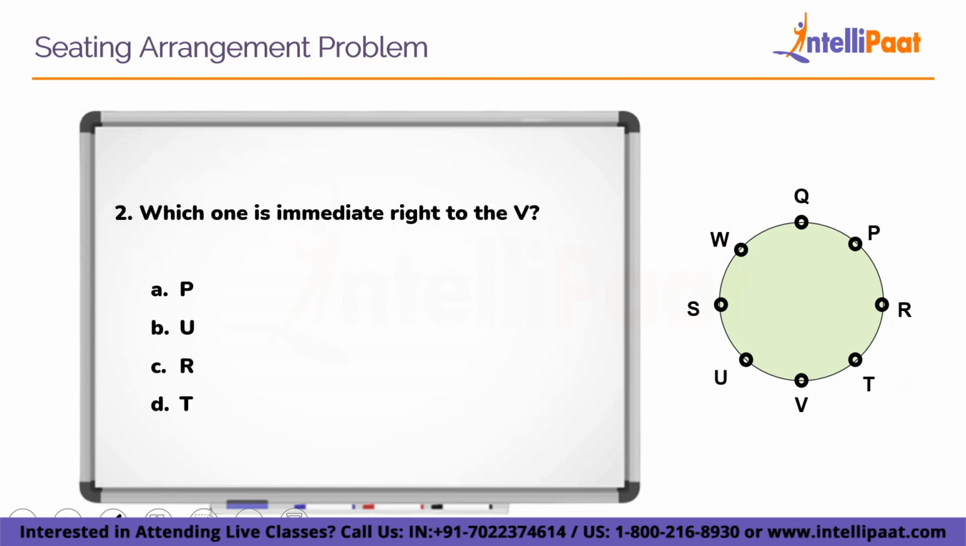Now let's see the second question, which says which one is immediate right to the V. So immediate right to the V is T. So our option will be option D, T. So yes, that is the correct option.